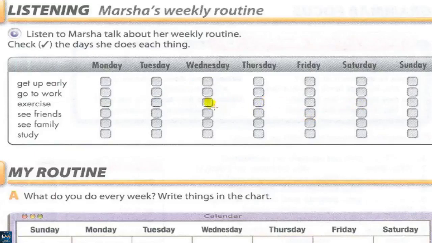When does she see friends? She sees her friends on Fridays and on Saturdays. When does she see her family? She sees her family on Sunday. When does she study? She studies every day. She's really busy.